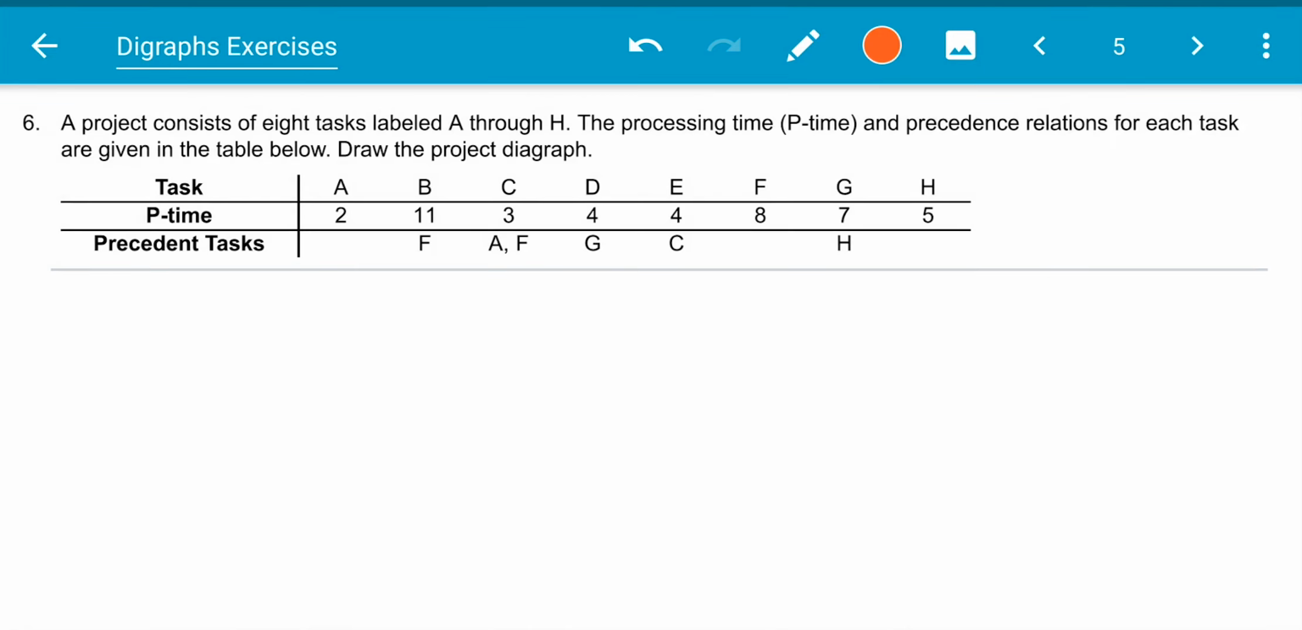Okay, so now we're going to look at example 6. Example 6 is asking us to create the digraph based on the table. So in this whole chapter, we're talking about having something that you need to get done, and we want to get it done in the most efficient way possible.